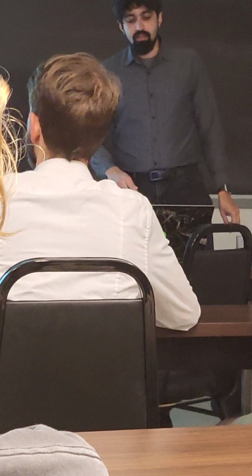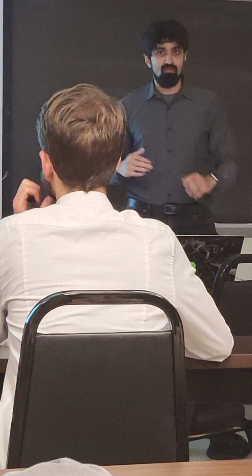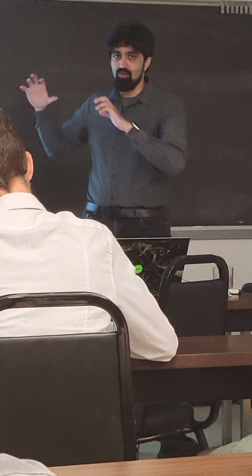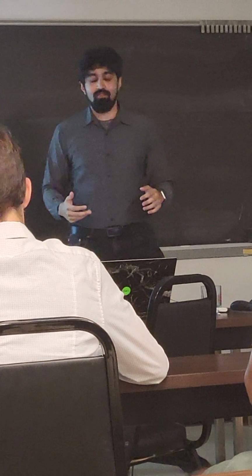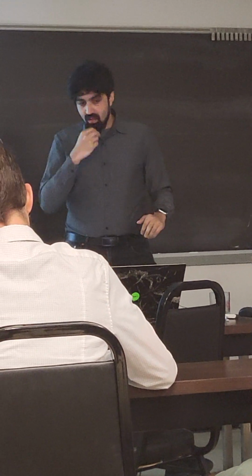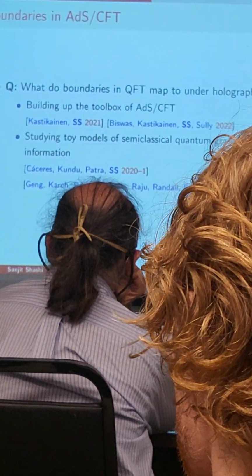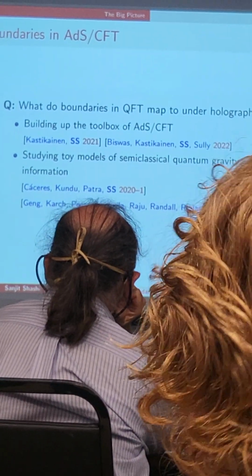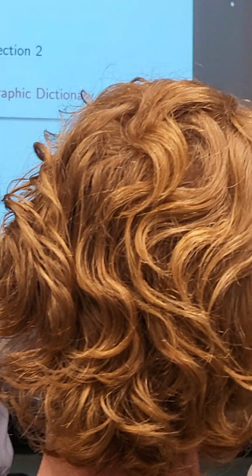So what I'm interested in is how boundaries in quantum field theory map to some gravitational theory, or some higher dimensional description under holography. And roughly speaking, this kind of branched off into two lines of work. The first was more dedicated to building up the toolkit of AdS/CFT, the so-called dictionary, and seeing how boundaries fit into that. While the second was more about using some holographic construction of boundaries to study toy models of these puzzles in semi-classical quantum gravity, particularly black hole information. So let's start with the first direction.